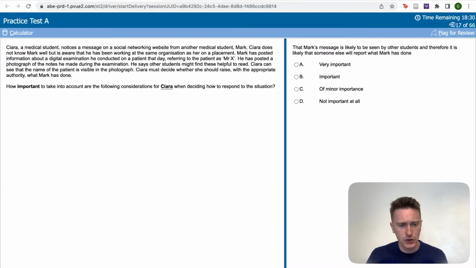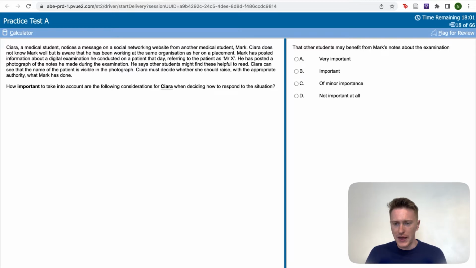Okay, a med student notices a message on social media. Classic. I don't even need to read the rest of it. It's talking about Mr. X. Obviously, it's got some photograph, the notes. Other students found it helpful, but he's given away some information. It's about patient confidentiality. So, Mark's message is likely to be seen by other students, and therefore it's likely that someone else will report. That's not important. She's seen it. She needs to act.